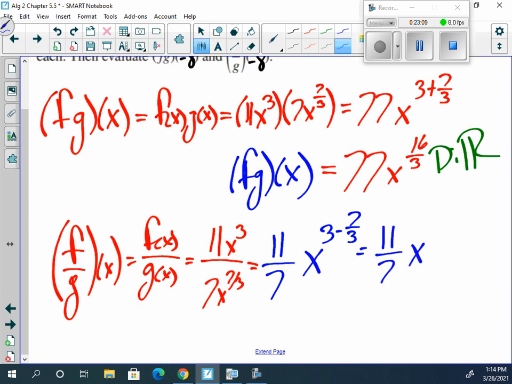11/7 x. And this here will be to the 2/3. Because as we said previously, 3 is the same as 9/3. So 9 minus 7 is 2. And well, the domain is going to be all real numbers. Except what? Except a 0. I still can't plug 0 into the bottom of the fraction.